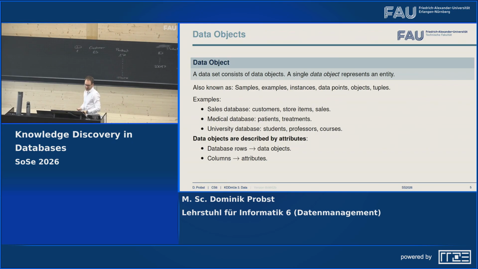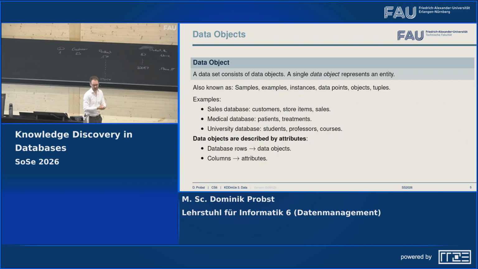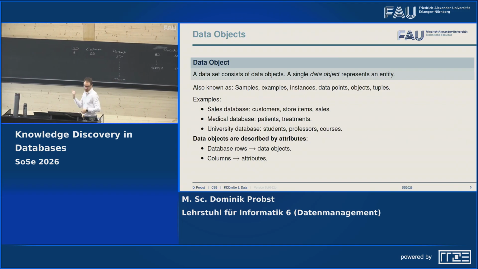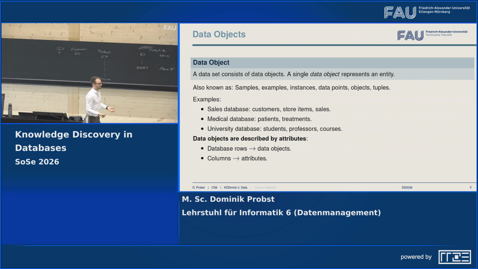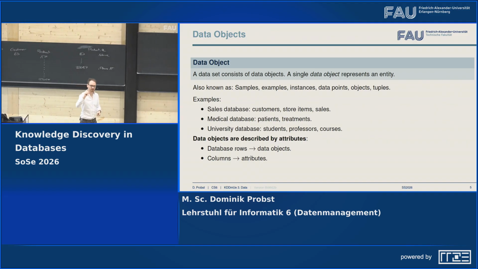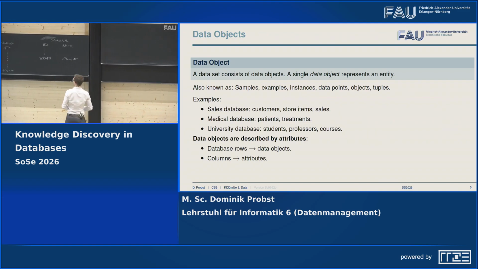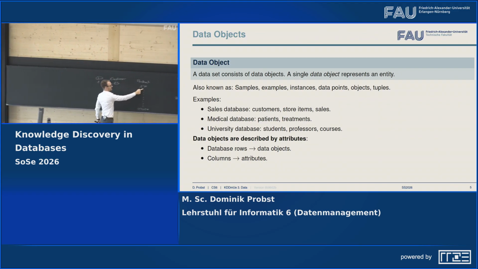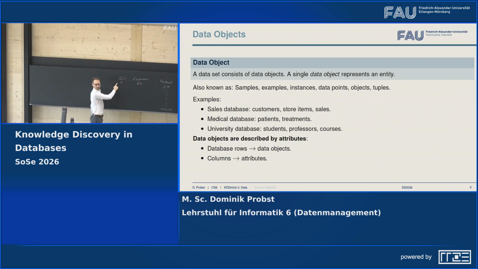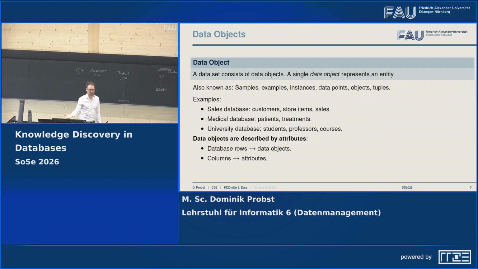So I used a lot of different terms in the previous slide. For one thing was a data object. A data object is one entity of a bigger data set. So, for example, a data object would be this one row. That's a data object. And a data set contains multiple of these data objects.